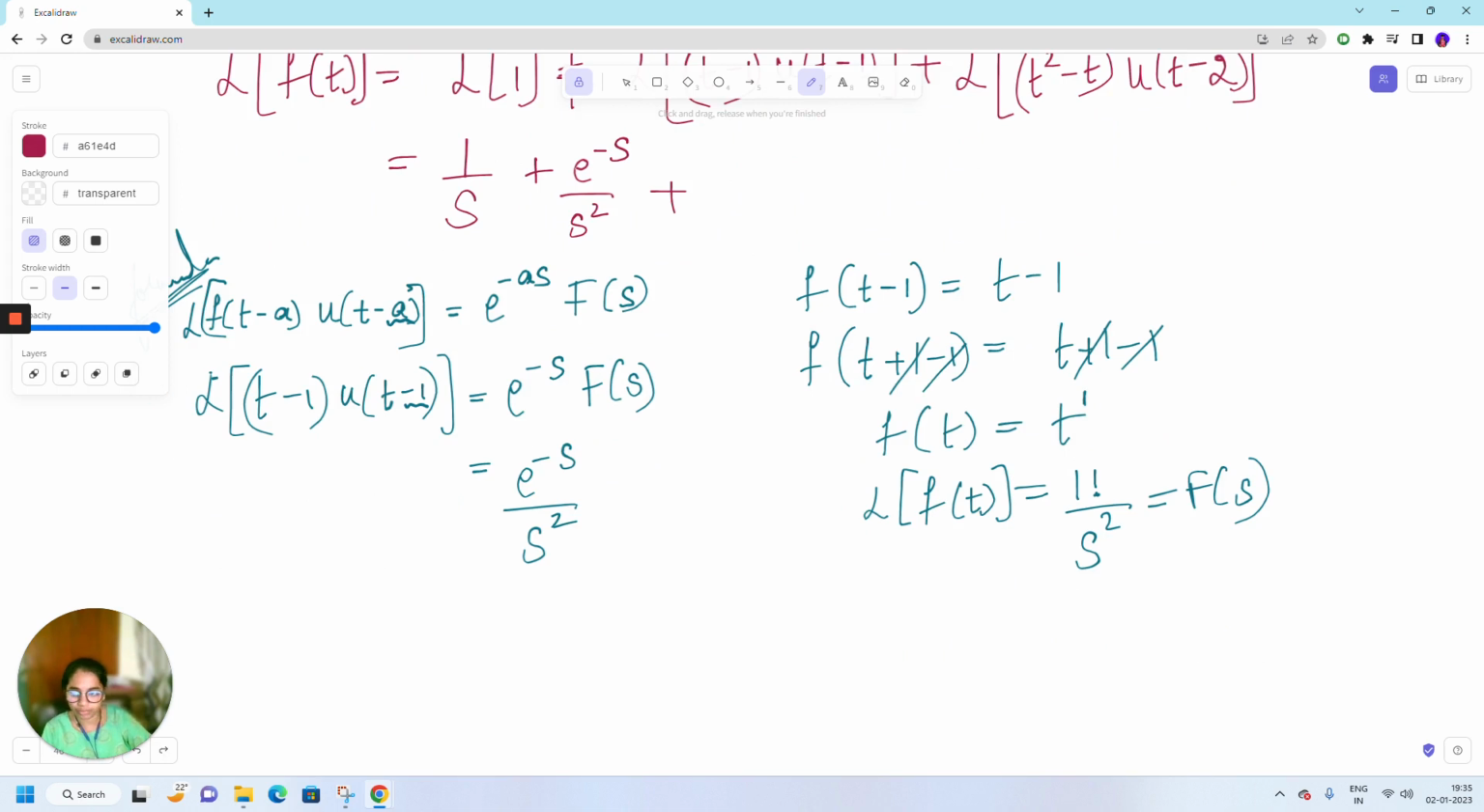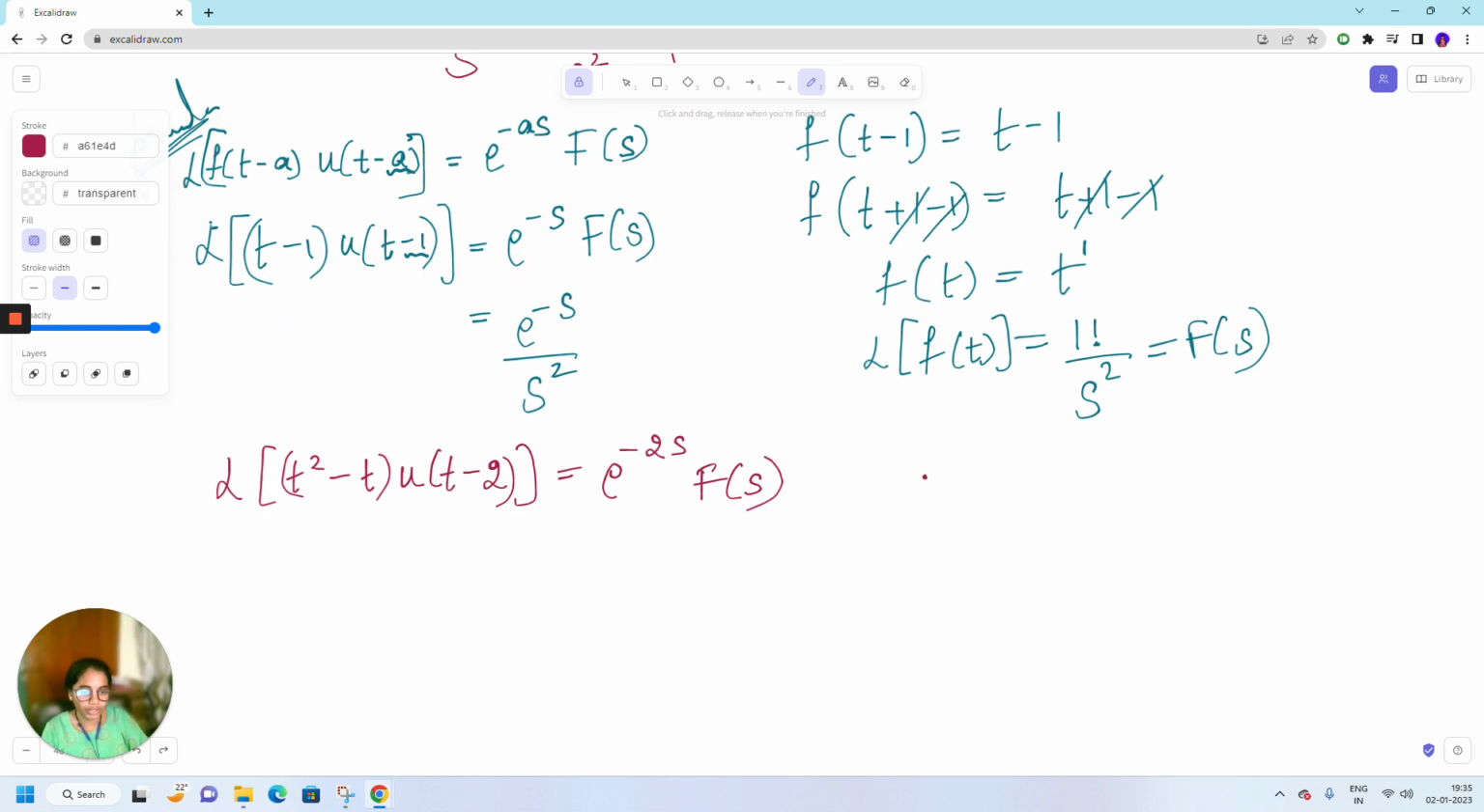Laplace of t square minus t into u of t minus 2. This is equal to e power, what do I have in place of a? I have 2, right? Let me substitute. Minus 2s into f of s. How do I find f of s now? What do I have in place of f of t minus 2? I have t square minus t.